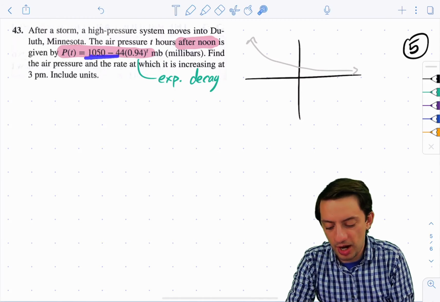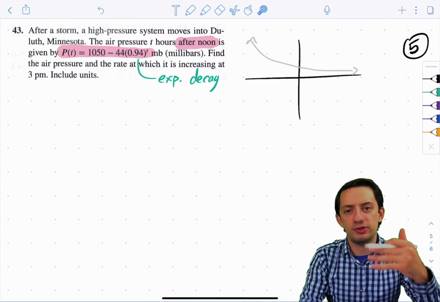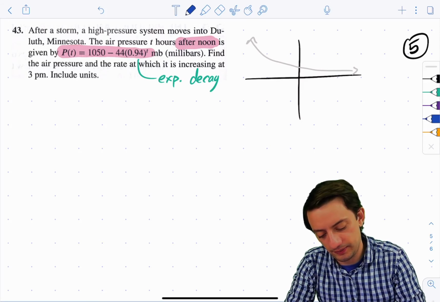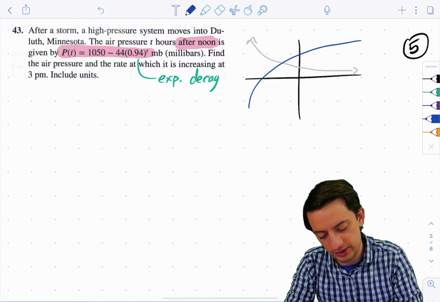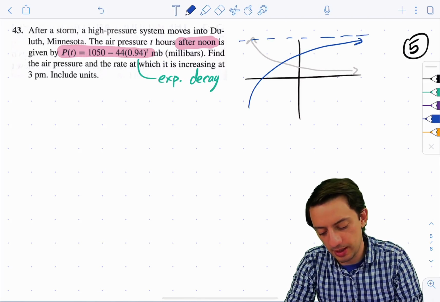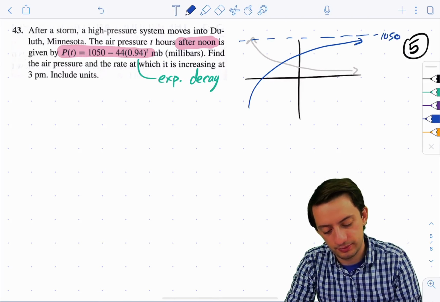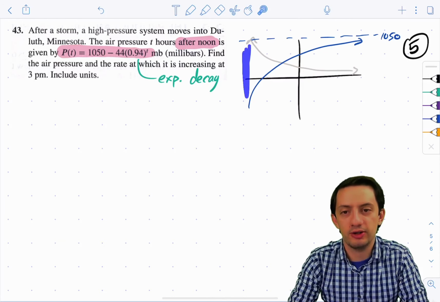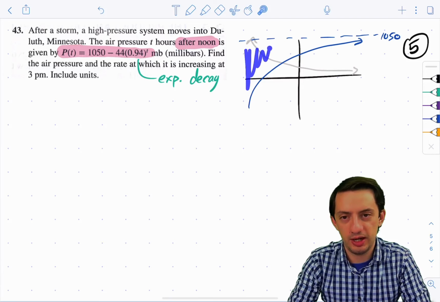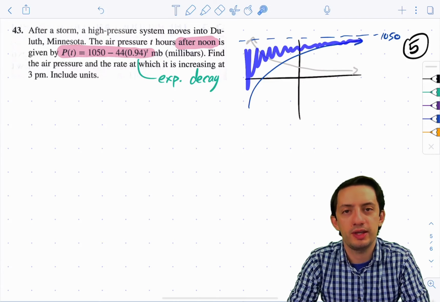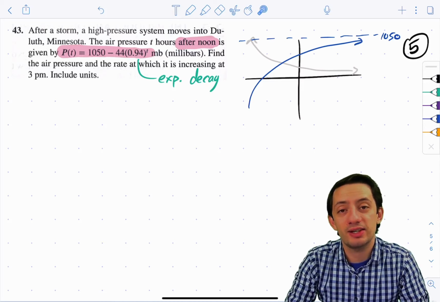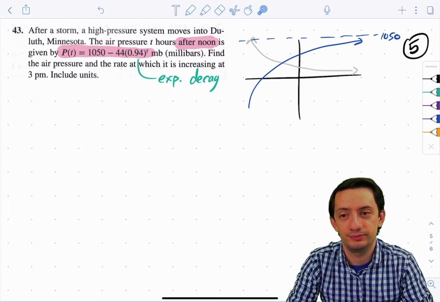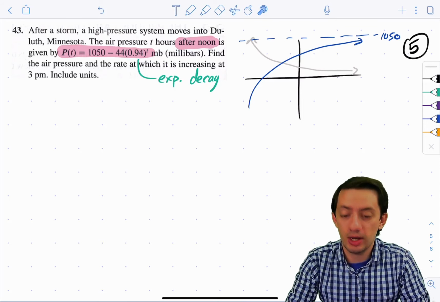But then it's a positive number minus that, so that causes a flip. That means that our function is actually going to look something like this. There will be this number, 1050, and since we're minusing this part, that means the difference here follows that gray function. So it's big here, and then smaller, and then approaches. This is not necessary to answer the question, but if you know this, it will help you check that your answer makes sense. So the first question is, what is the air pressure at 3?